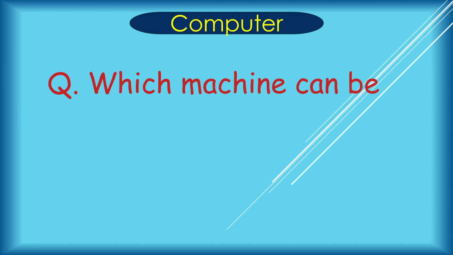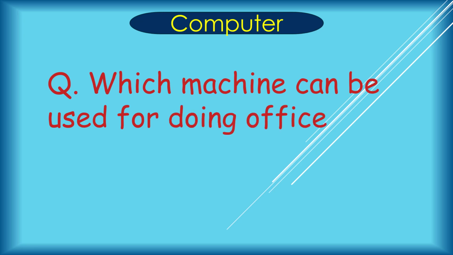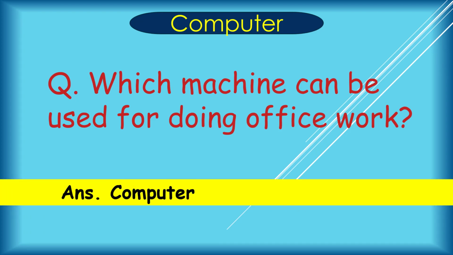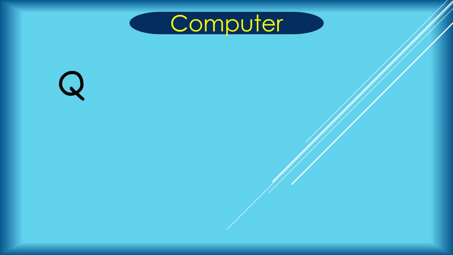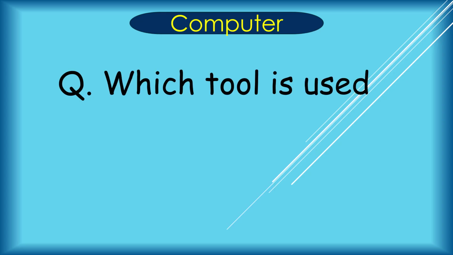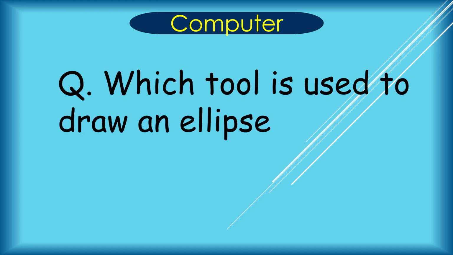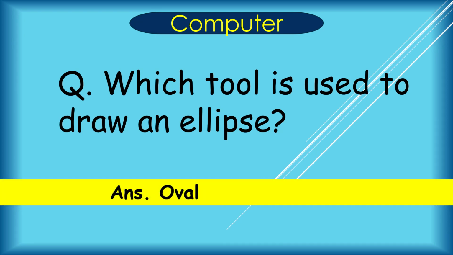Question: Which machine can be used for doing office work? Correct answer is computer. Question: Which tool is used to draw an ellipse? Correct answer is oval.